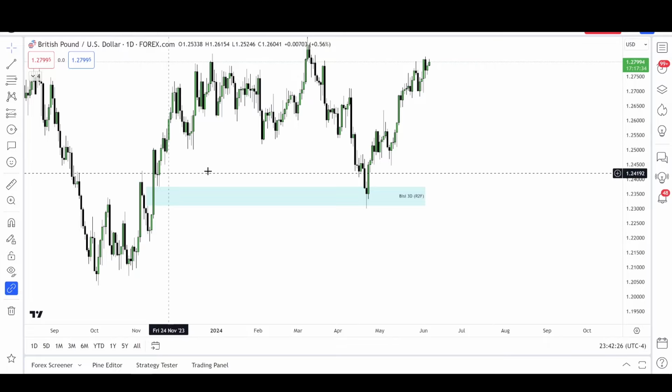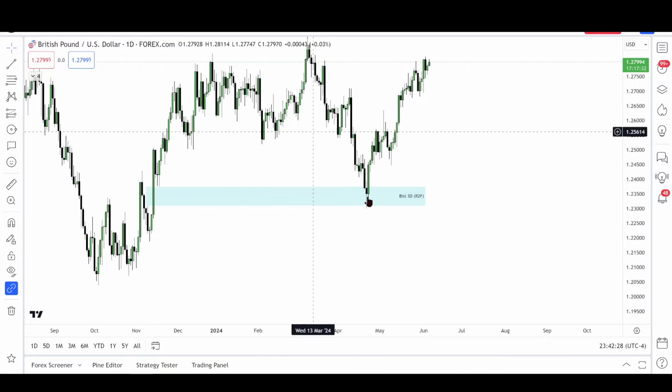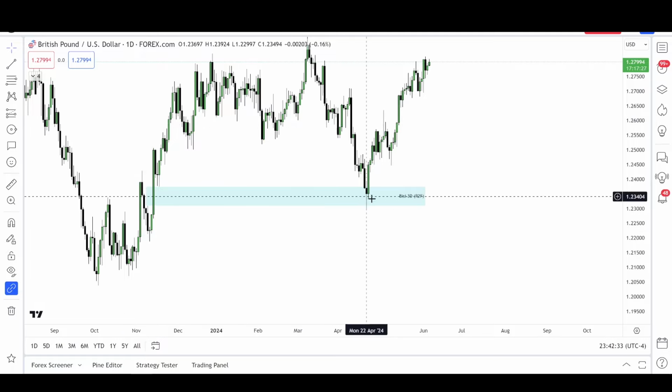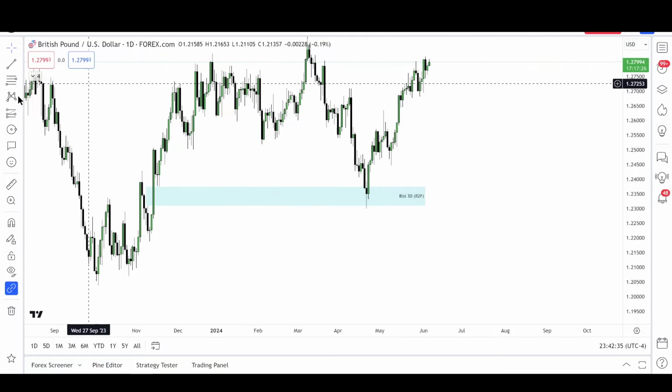So price is fractal. If this was a 4-hour chart, you could see the same thing on a 1 minute. If this was a monthly chart, you could see the same thing on the daily within here. Okay, so let's zoom in on the 15-minute.